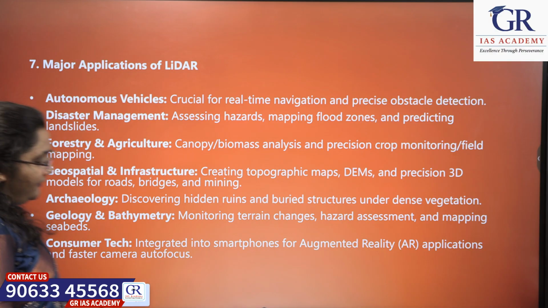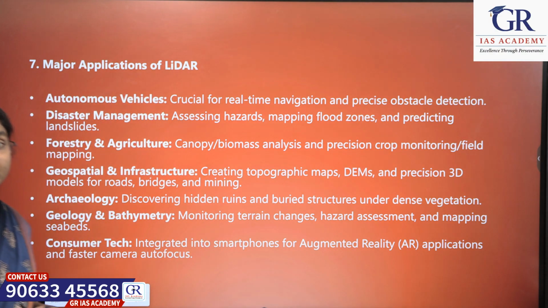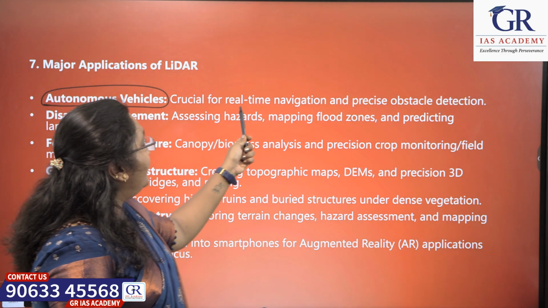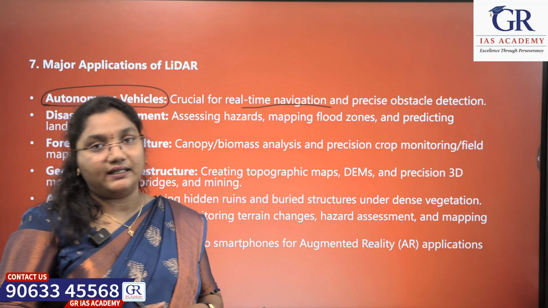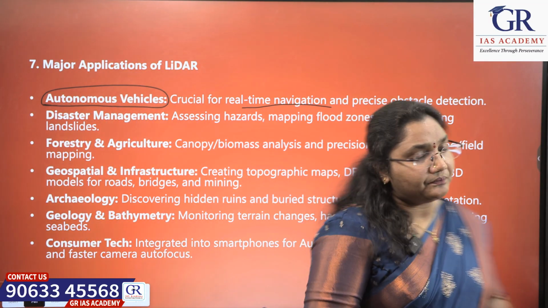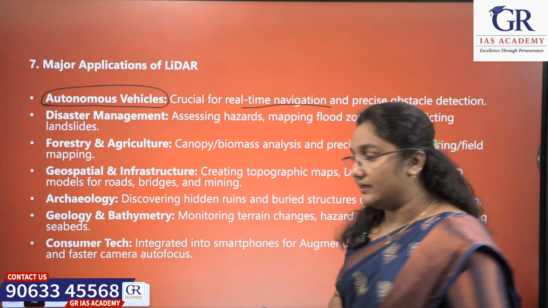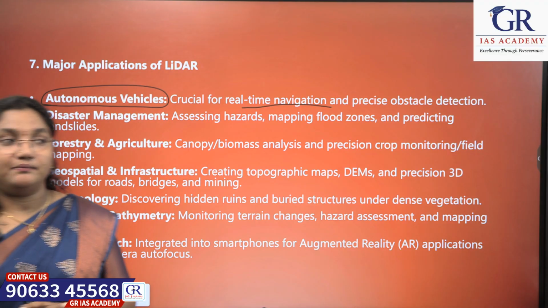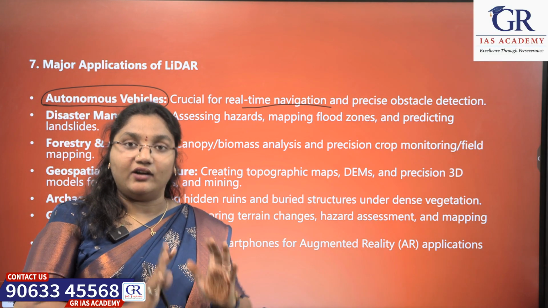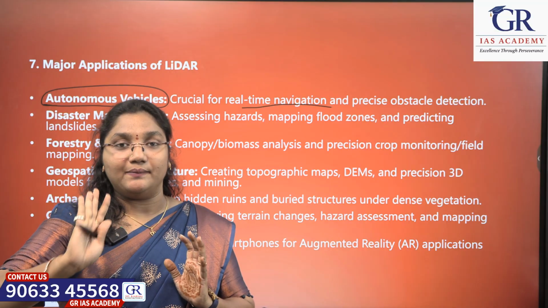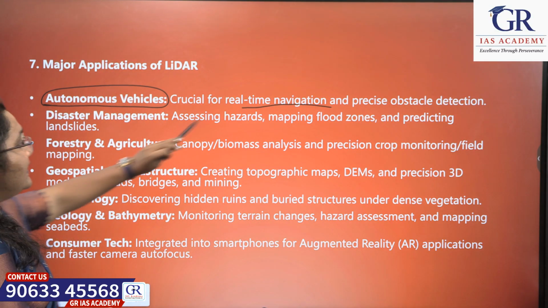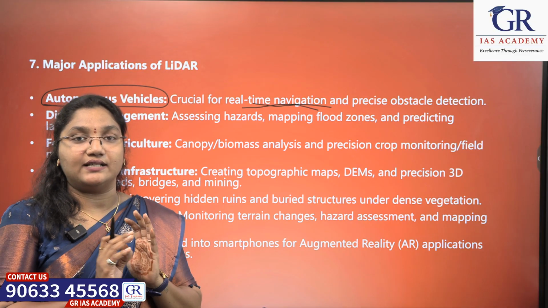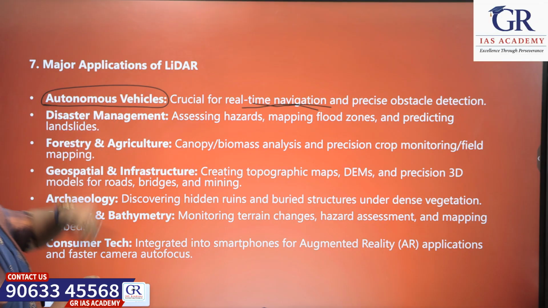Now, we'll see a few applications of LiDARs and the areas where they are used. LiDARs are used in autonomous vehicles, which is crucial for real-time navigation and precise obstacle detection, because now we are coming up with smarter cars like self-driving cars. For those cars, a driver can rely on the car only when it goes completely on automation. Then it needs real-time navigation and precise obstacle detection. Any small obstacle has to be detected. For that, LiDARs can be used.